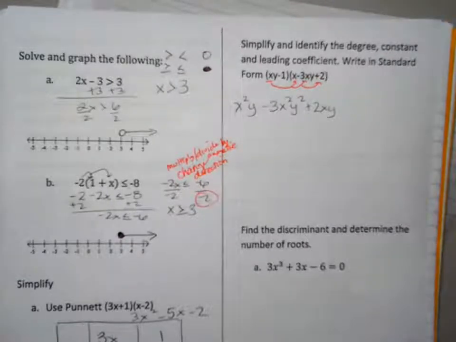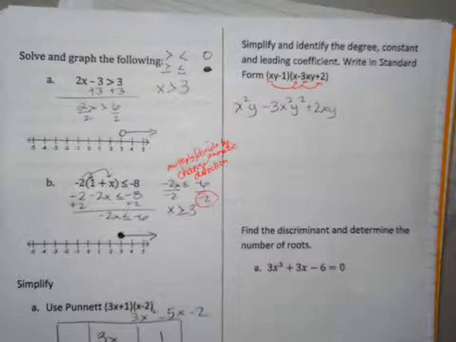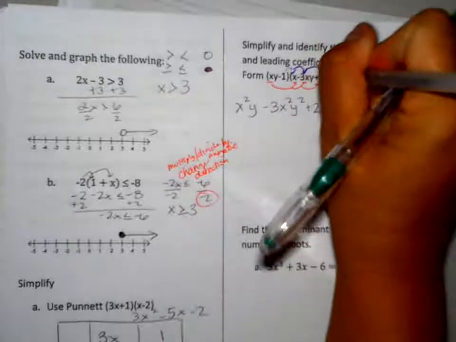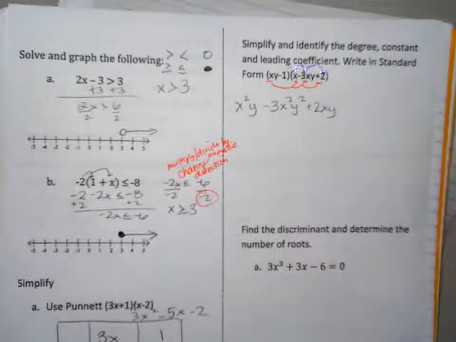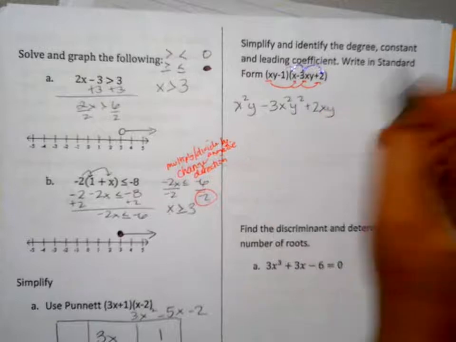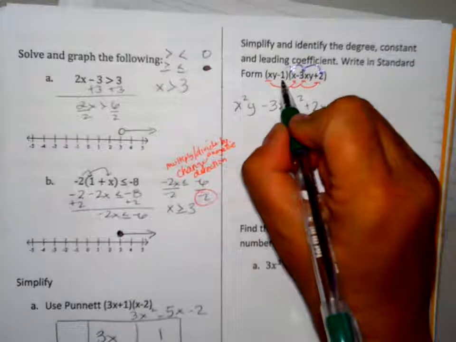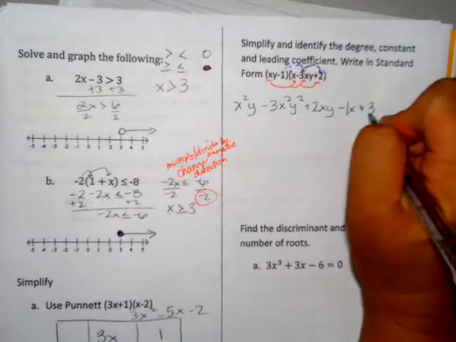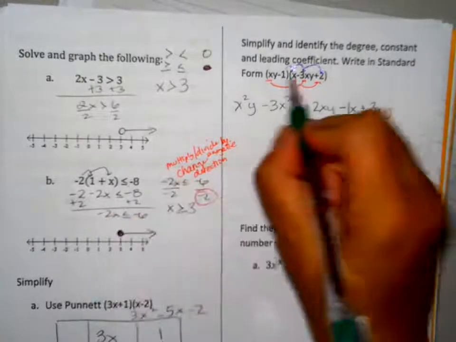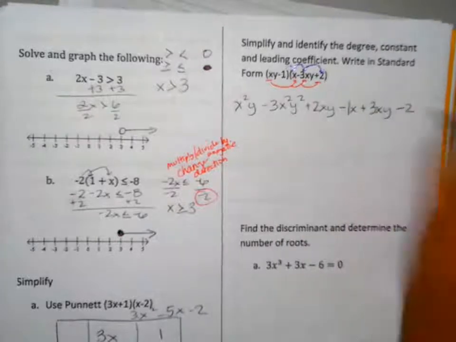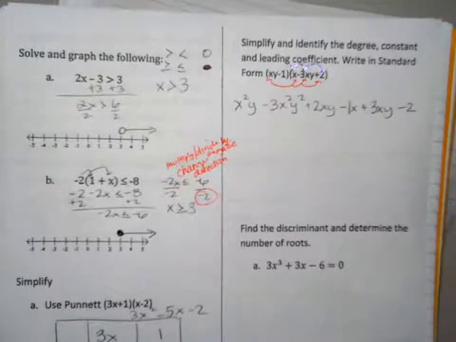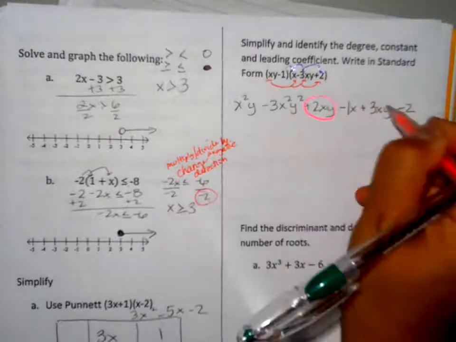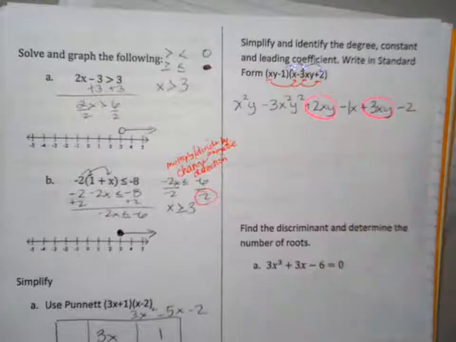Let's see if I can find another color around here. Okay. I'm going to take my negative 1 and multiply it by all of these things. So negative 1 times x is negative 1x. Negative 1 times negative 3xy is positive 3xy. And negative 1 times positive 2 is negative 2. Okay, let's see if there's anything that I can combine. You can only combine something that has all the same variables like that. Nothing else can be combined.